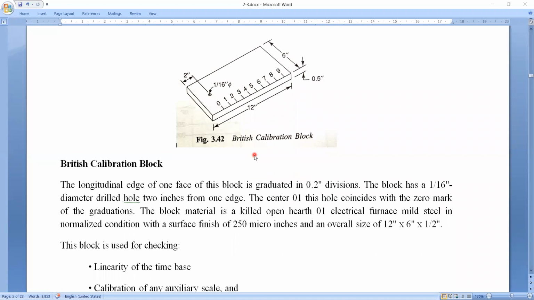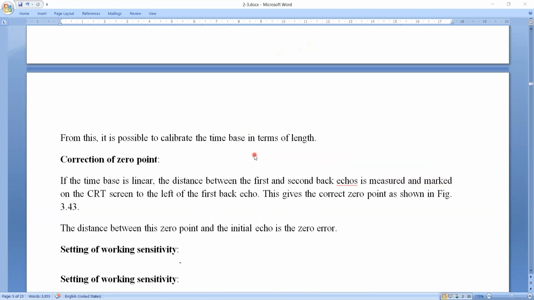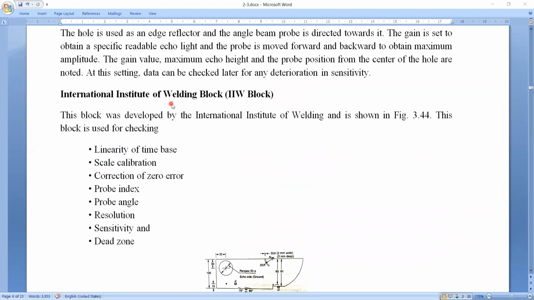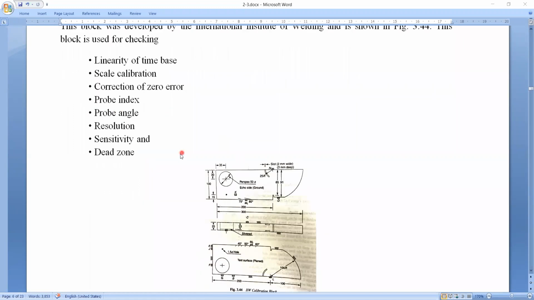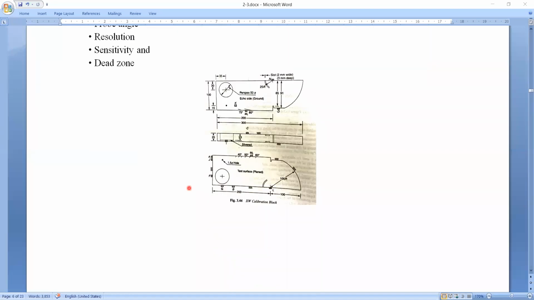This is the first one. Now, what is the second one? The International Institute of Welding block. This is the second standard block, which is used in different industries for checking the performance of ultrasonic equipment. It is also used for the same purposes I mentioned for the British calibration block, but the shape and dimensions are different when compared with the British block.